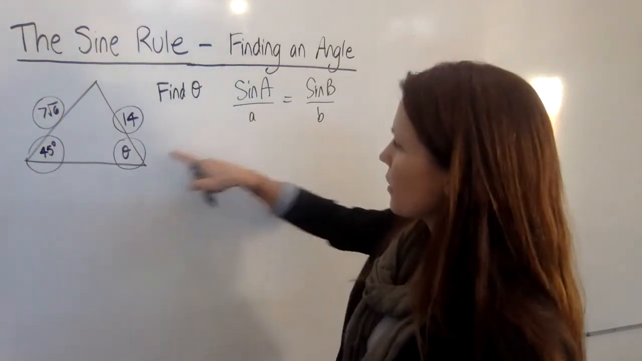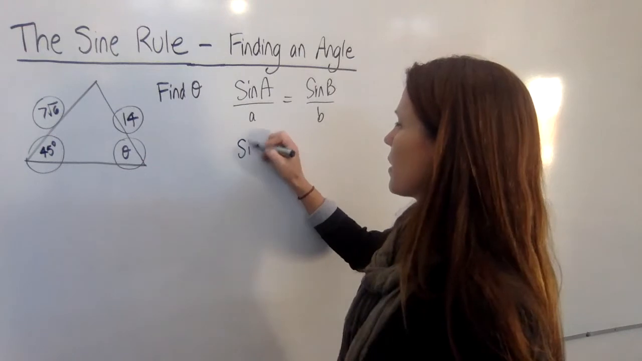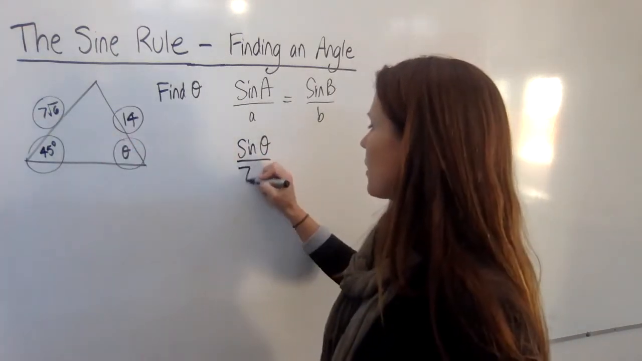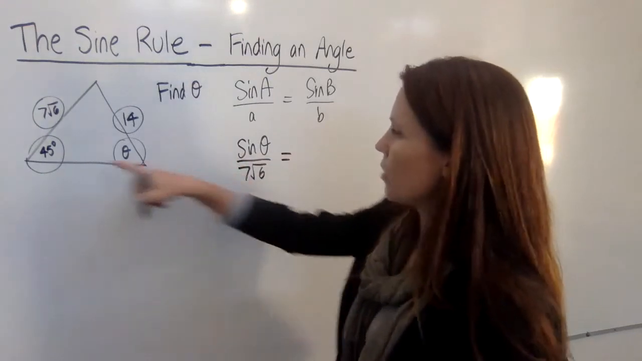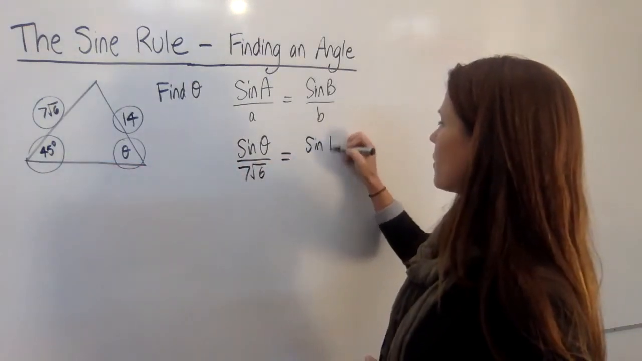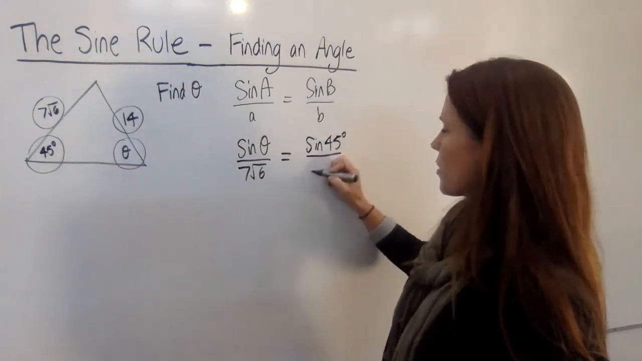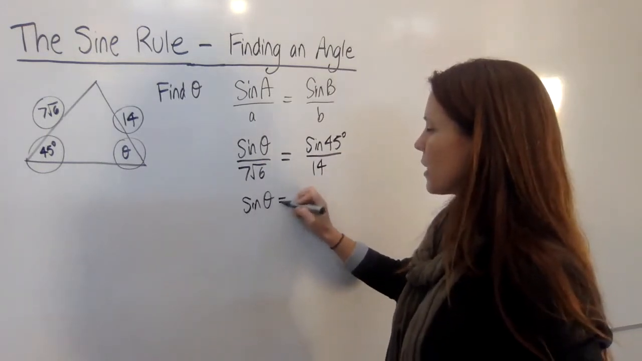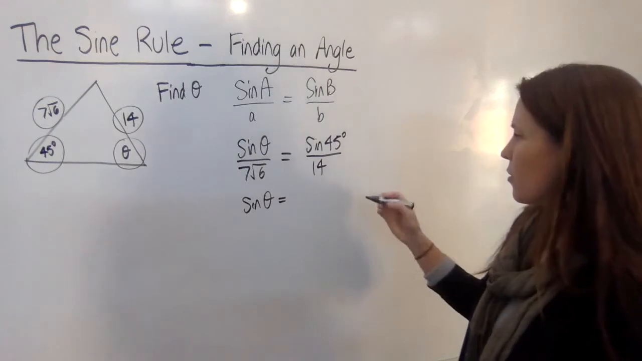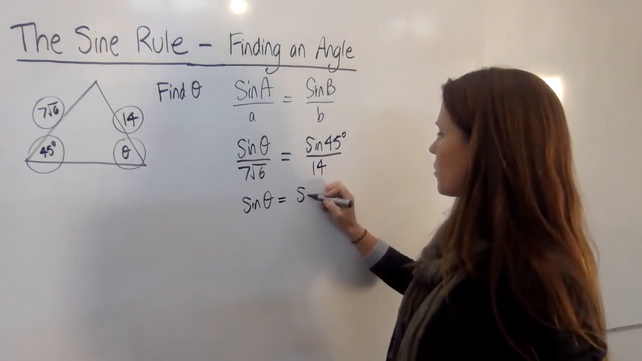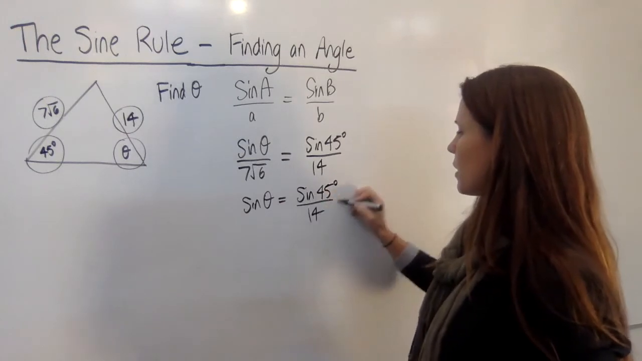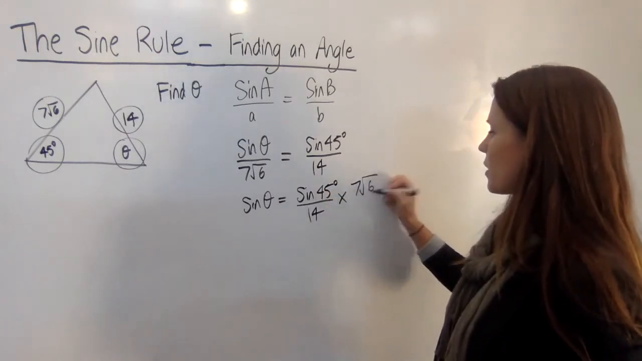Okay, we're finding this one, so let's start with what we don't know. Sine of theta over its opposite side equals the sine of 45 degrees over its opposite side. Now, to get sine theta as the subject here, I need to multiply both sides by 7 root 6. So I can do sine of 45 degrees over 14 times 7 root 6.